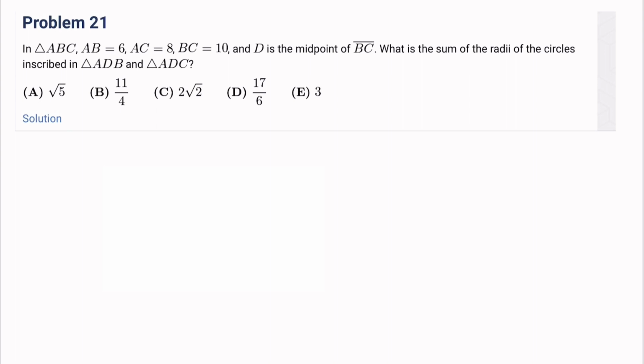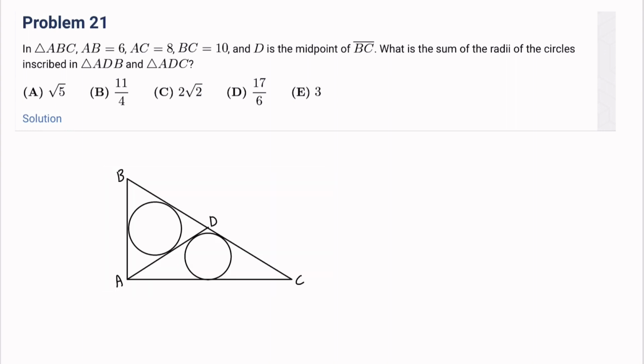Number 21: in triangle ABC, AB equals 6, AC equals 8, BC equals 10, and D is the midpoint of BC. What is the sum of the radii of the circles inscribed in ADB and ADC? So this is the drawing, and ADB and ADC. So AB is 6, AC is 8, and BC is 10, but D is the midpoint, so this is 5 and 5, right?